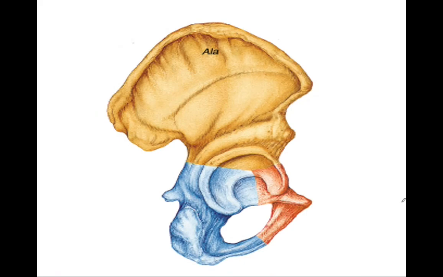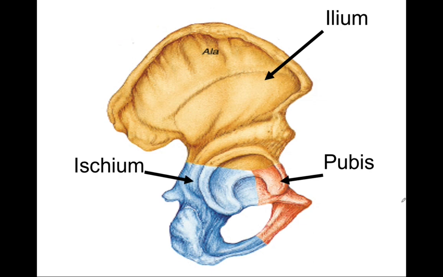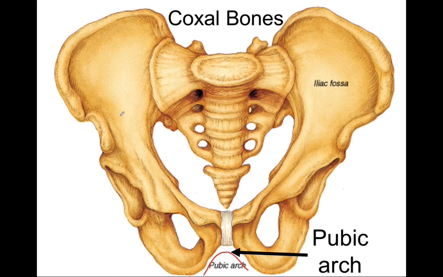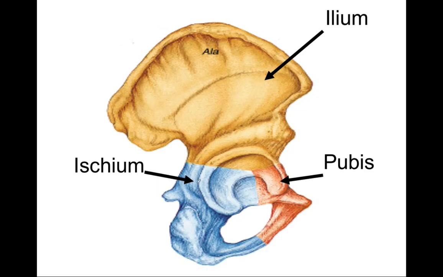Now this slide will really show you the different parts of the coxal bones. We have an ilium, an ischium, and a pubis. The ilium is this upper portion, often referred to as the wing of the coxal bone. And again, when I go back to this slide, you'll see that this portion is really referring to the ilium. Now, down here towards where the buttocks can be found is the ischium.